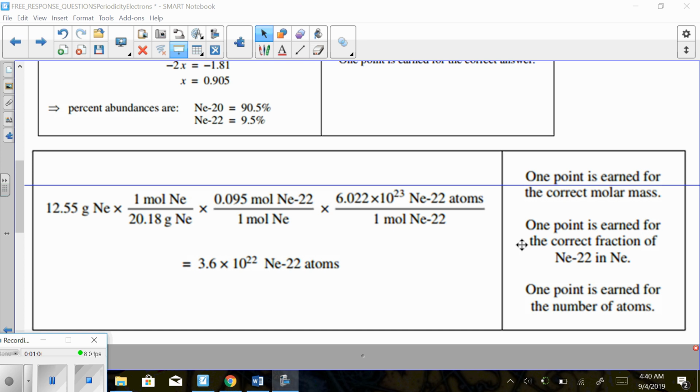You earn 1 point for the correct fraction of neon 22. So if you used your answer from the previous part to calculate the number or percentage of those atoms, and then 1 point for the correct number of atoms.